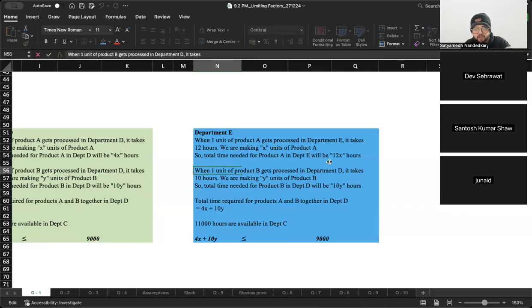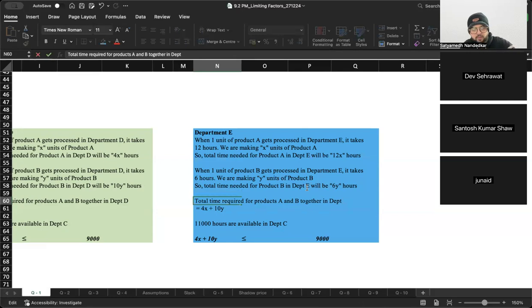When one unit of product B gets processed in department E, it takes another 6 hours. We are making how many units? We are making y units of product B. So total time spent by product B in department E will be 6y hours.